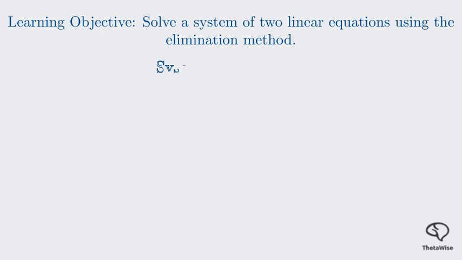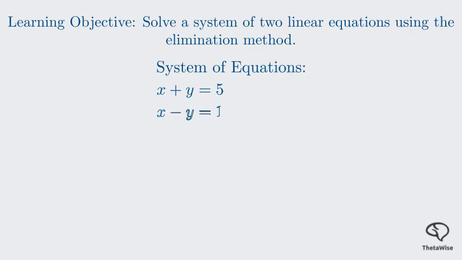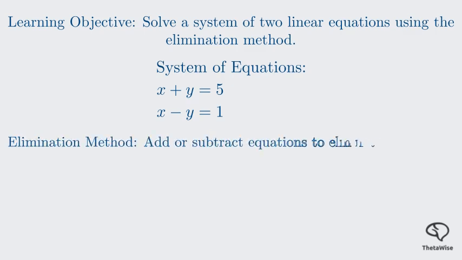For example, consider this system. x plus y equals 5 and x minus y equals 1. We're looking for the single point (x, y) that makes both of these equations true. The method we'll use is called the elimination method. The main idea is to add or subtract the equations in a way that eliminates one of the variables, leaving us with a single equation that's easy to solve. So the goal of the elimination method is to get rid of one variable by adding or subtracting the equations.